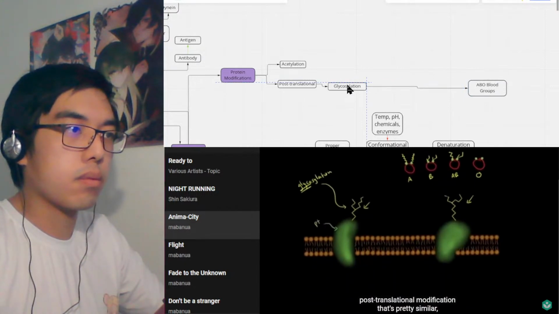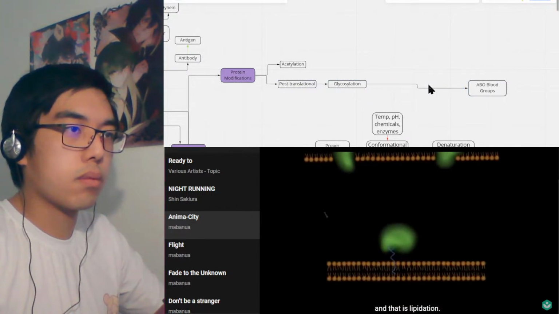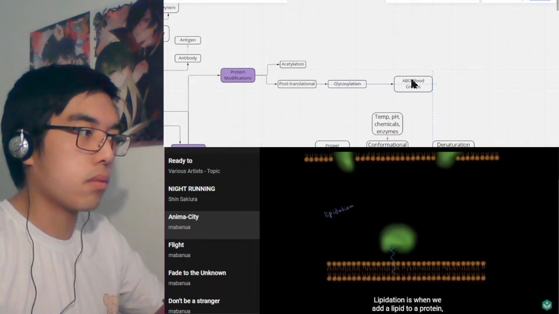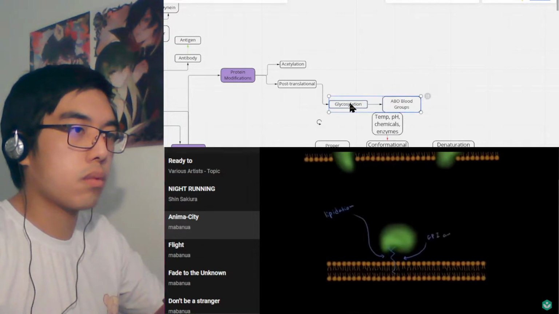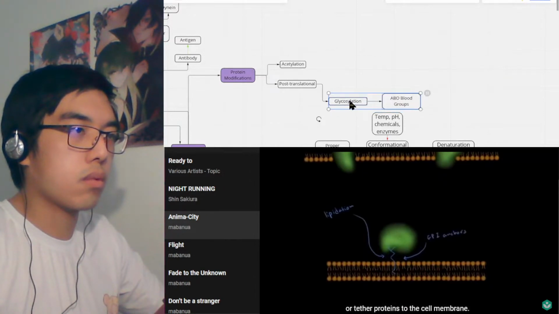Let's go on to a different type of post-translational modification that's pretty similar, and that is lipidation. Lipidation is when we add a lipid to a protein, also a protein that's going to be attached to the cell membrane. This lipid we're looking at is an example of a GPI anchor. GPI anchors are lipids that help to attach or tether proteins to the cell membrane.